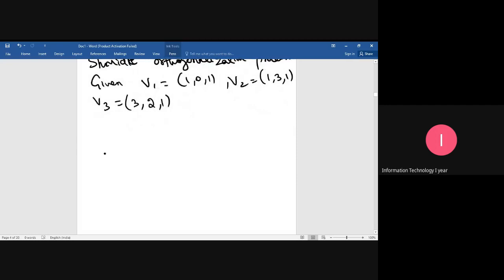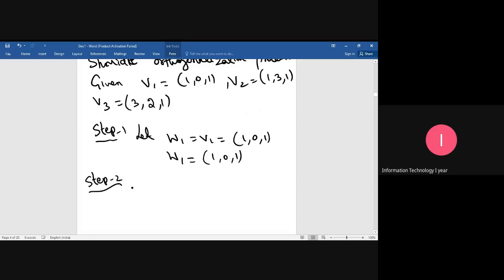Okay. So step 1: W1 is equal to what? Let W1 be the first vector V1. This is 1, 0, 1. So W1 we calculated: 1, 0, 1 is the W1 vector. This is the first step. Second step, find out W2. W2 formula says V2 minus inner product of V2 comma W1 divided by norm W1 square into W1. So this is the formula for W2.